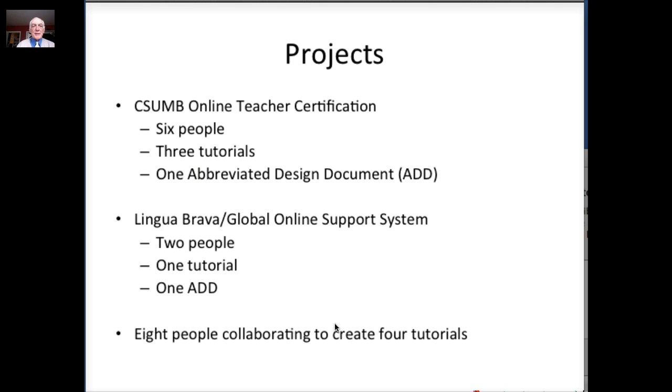We talked about projects. We're doing the CSUMB online teacher certification: 6 people, 3 tutorials, 1 abbreviated design document. You'll submit that as a group. For the Lingua Brava project, we're going to do a tutorial on using the global online support system. That's 2 people, 1 tutorial, 1 abbreviated design document. We've got 8 people collaborating to create 4 tutorials.